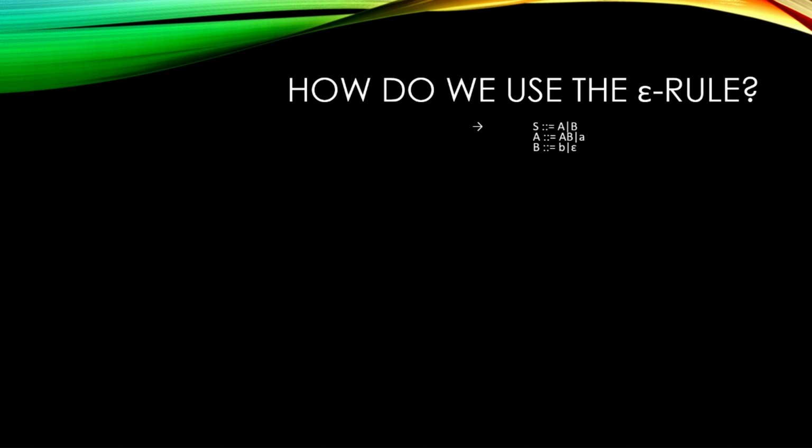So how do we use the epsilon rule? Let's take this CFG. So S can expand into A or B. You can just about read that. Is the size of the text okay? I think it's the same size as some previous layers.